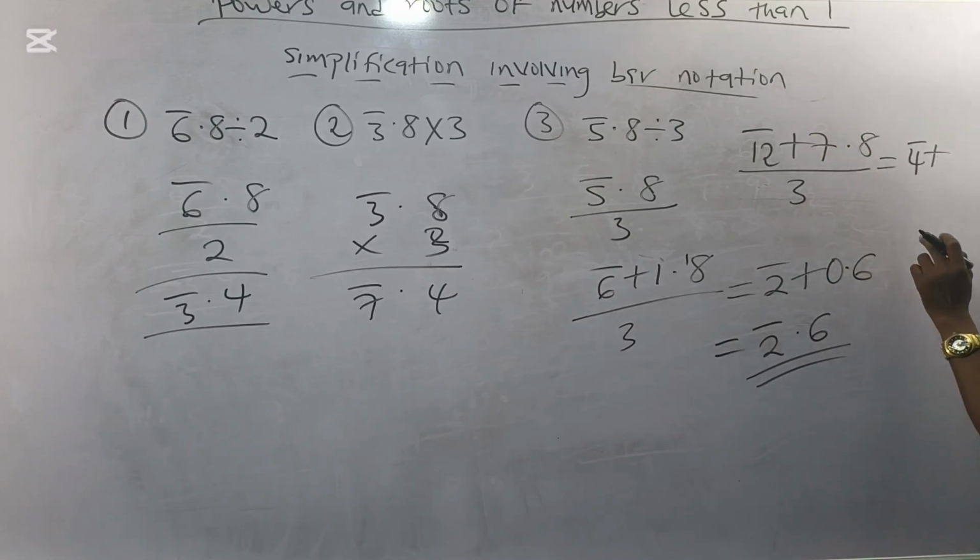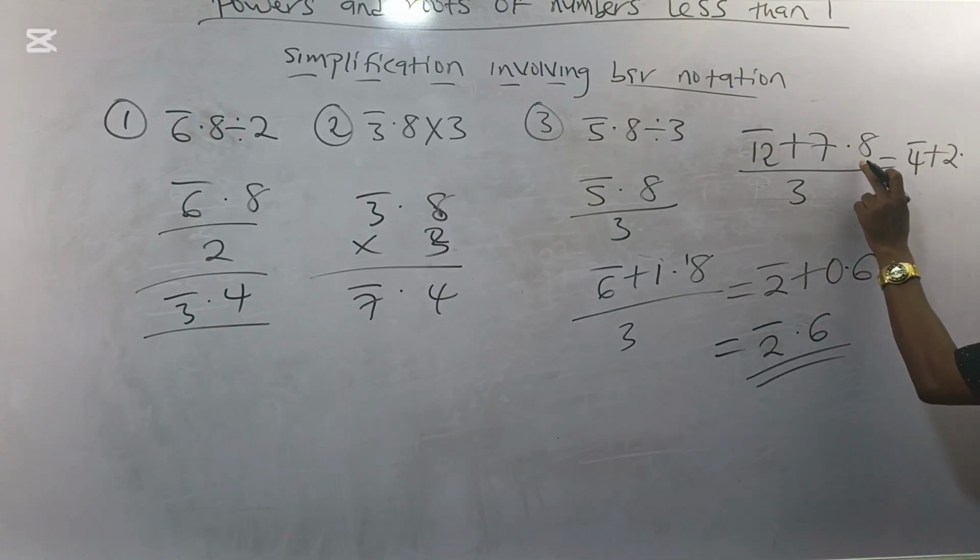3 into 7 will give me 2. Remainder 1. I'll put my point. And 3 into 18 will give me 6.